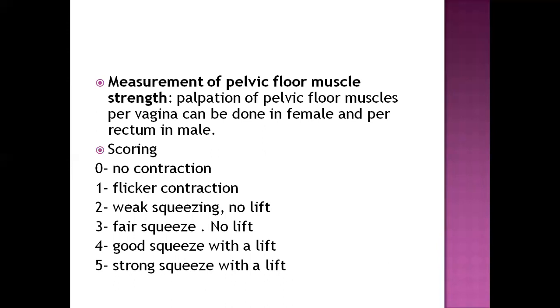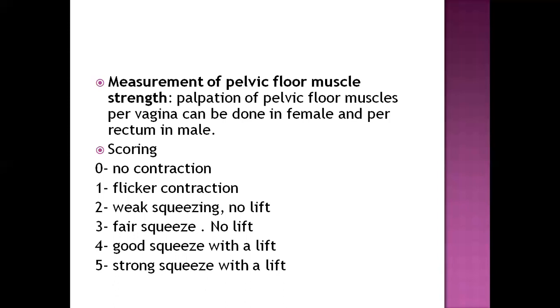Next is measurement of pelvic floor muscle strength. How strong the pelvic floor muscle is can be measured. There might be differences, like a younger adult might have a stronger muscle than an older adult, but still among adults or among any age, this test can be performed. And we can give scores. The score can range from 0 to 5.